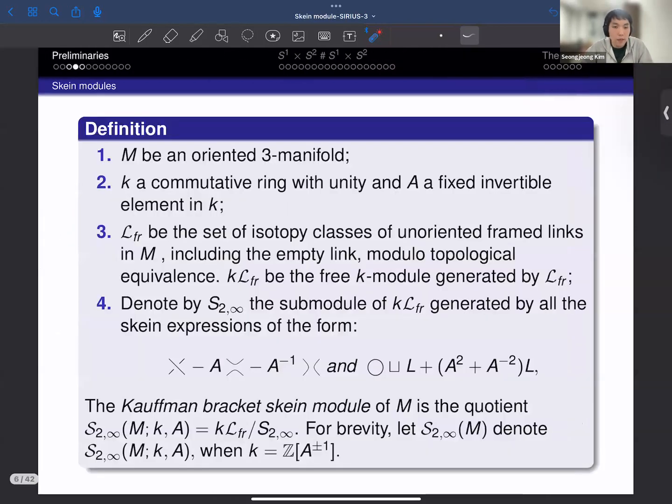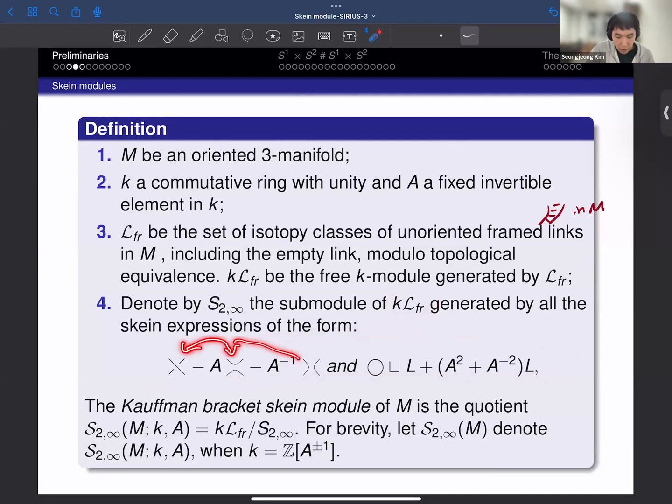Then, what is the Kauffman skein module? First, let's take an oriented three manifold M, and let K be a commutative ring with unity and A a fixed invertible element in K. And then let's take L^fr, the set of isotopy classes of unoriented framed links in M, including the empty link, formally modulo topological equivalence. It means ambient isotopy. Here, framed links we can understand as a ribbon embedded in M. And let's take the free K module generated by L^fr, and we denote it by K L^fr. And now let's denote by S2,infinity the submodule of K L^fr generated by all skein expressions of the following forms.